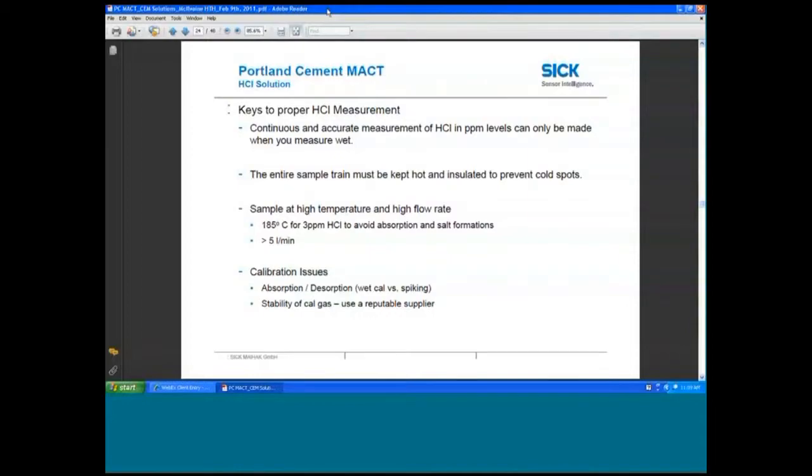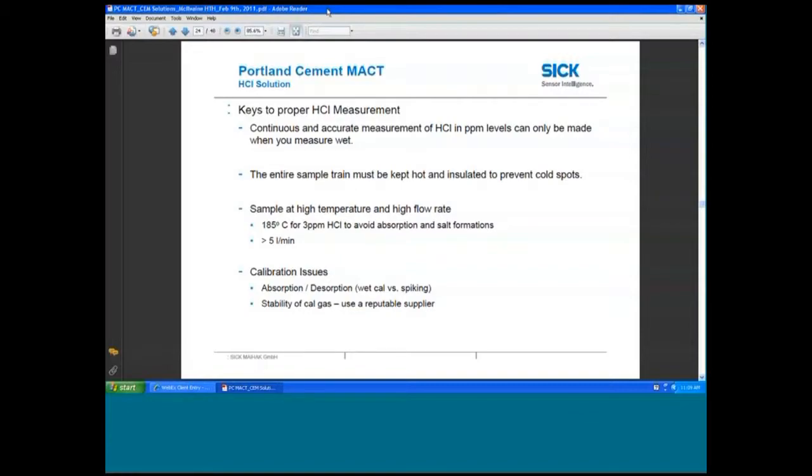HCl is very water soluble, and if you were to drop that gas below dew point, especially at the levels we're talking about with the MACT rule, like in a wet scrubber or in a chiller, you would simply scrub all the HCl out, and you would be left with nothing. So for accurate measurement, you must keep it hot and wet. An example based around the 3 ppm limit of HCl in the MACT rule was that you must keep it at least 185 degrees C to avoid absorption effects and salt formations in the sample system.